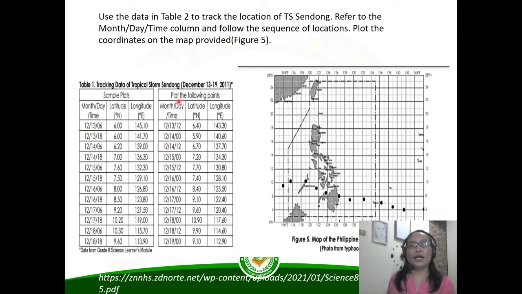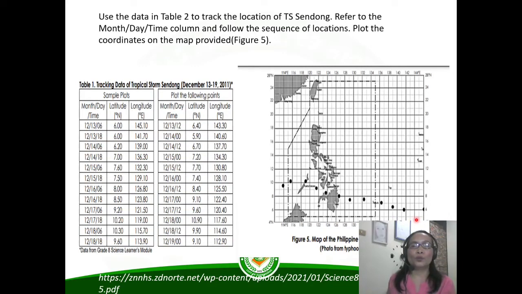So these are the following coordinates represented by its latitude as well as its longitude. And here on the second figure is the map of the Philippine area of responsibility showing its plotted coordinates of tropical storm Sendong. So let us try to check.